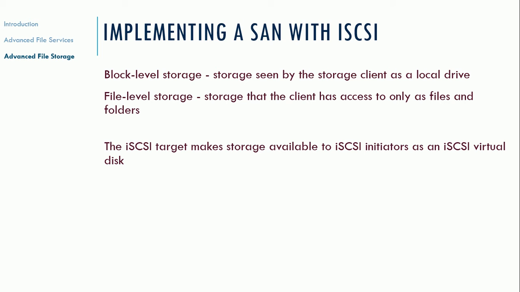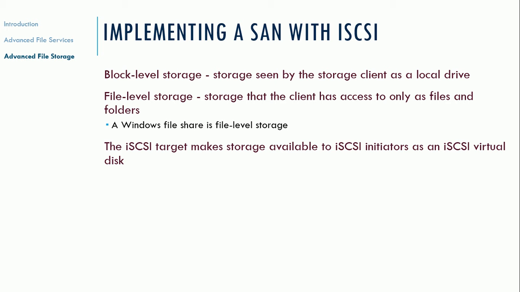So block-level storage means that the storage is seen by the storage client as a local drive. It doesn't see it as file level. So when you do file sharing, like Windows file sharing or UNC paths, all the things that we talked about under advanced file services, those are file level storage. This is block level storage, meaning that it's seen as a physical device. That's why we don't format it on the hosting computer that hosts the target.